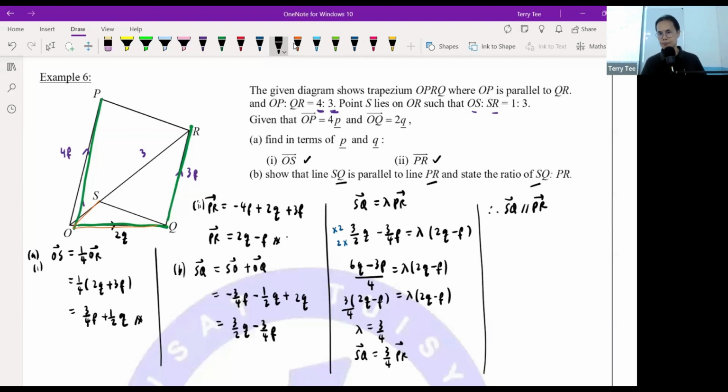But the next, what we're going to do is find the ratio. The ratio of SQ to PR. We can take your PR and divide it here. I'm taking this PR and bringing it down. So your SQ to PR is 3 over 4. SQ:PR is 3:4.